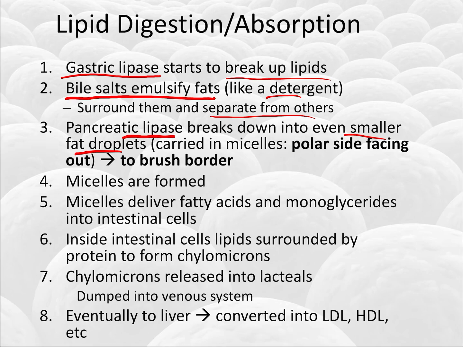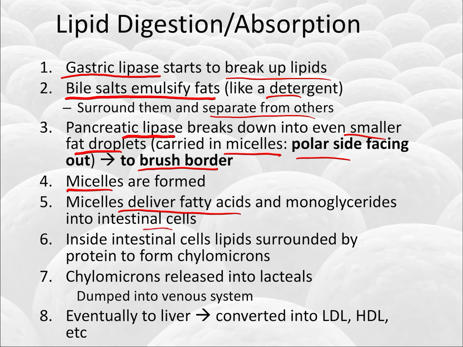And now we have to use a special carrier that's provided by the pancreas as well. And these are called micelles, which pretty much allow the polar side of the fats to face out towards the water. And that allows those fat droplets to stay small, and then that helps carry them to the brush border enzymes. And then obviously the micelles were formed. Micelles deliver fatty acids and monoglycerides to those intestinal cells, and then that dumps them into the intestinal cells.